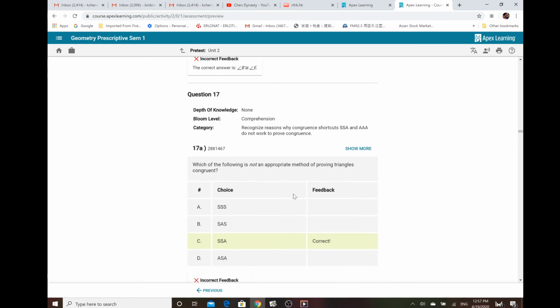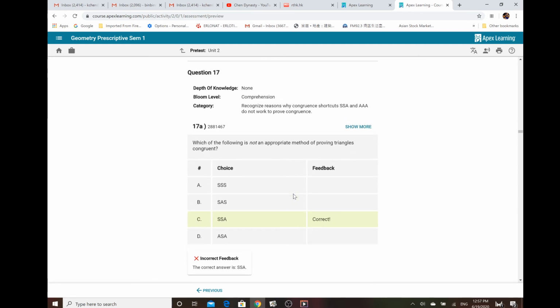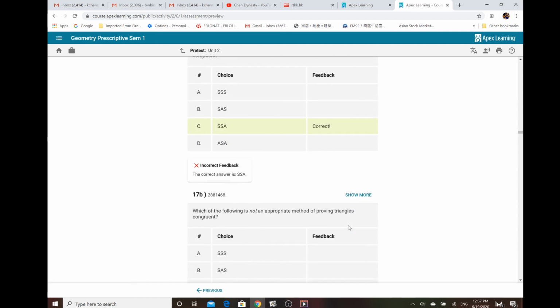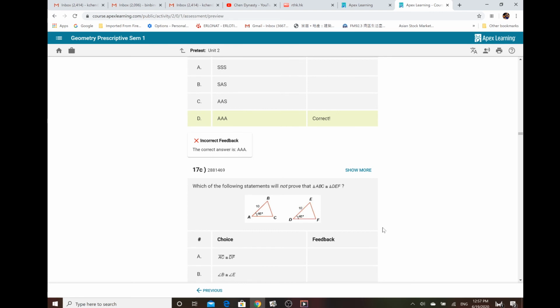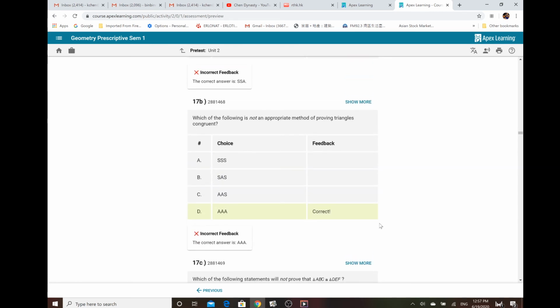We do have five different postulates to prove triangle congruency. One is side side side, side angle side, angle side angle, or angle angle side. It also can be proved by hypotenuse leg. So the one that's not an appropriate method for proving triangle congruence would be side side angle. There's no such thing. Which of the following is not an appropriate method for proving triangle congruence? Also angle side side. We never heard about anything like that for proving congruent triangles. So anytime you see something strange or weird, those are the ones you can eliminate.